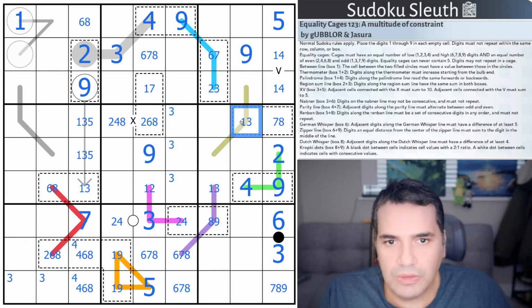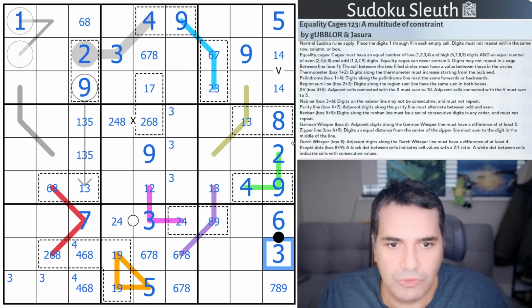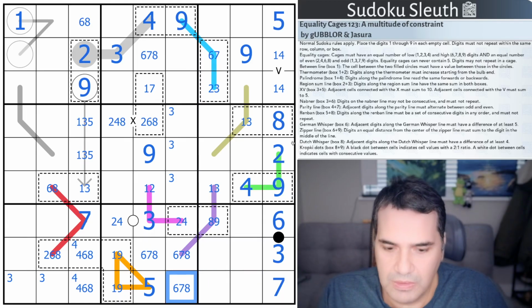And of course, because it's an equality cage, now that it's limited to 1 or 3, that can only be an 8. Which gives me down here a 7. And that's a 7.